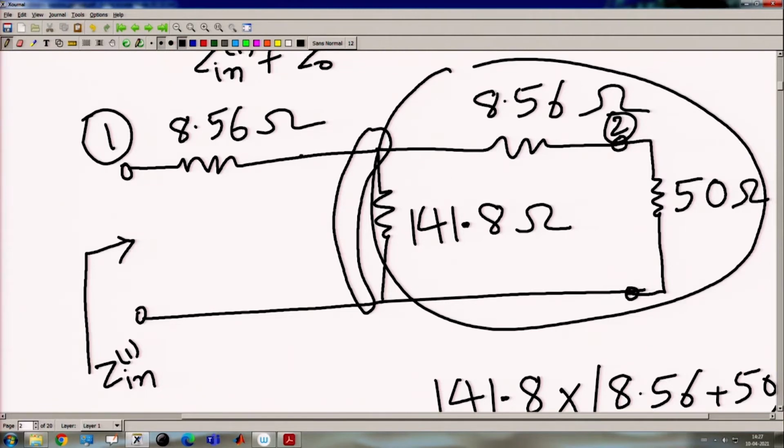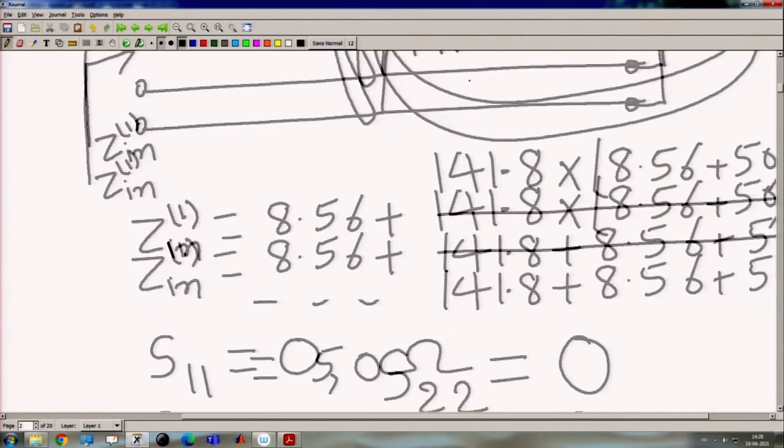I am doing it in the calculator, so you can also do it. So, that will be 58.56 into 141.8 divided by 58.56 plus 141.8, that is coming 41.44.